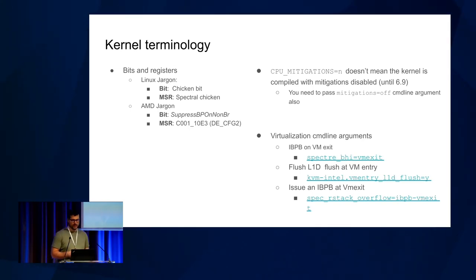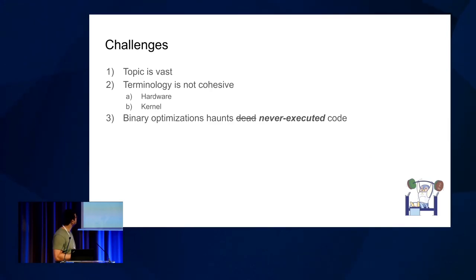Or if you want to enable IBPB on VM exit, that's how you do it. Or if you want to flush, it's kind of a mess how you configure these things. And that's where I think we should improve, to make it easier for sysadmins and workload owners to have a better grasp and understand what they're doing.